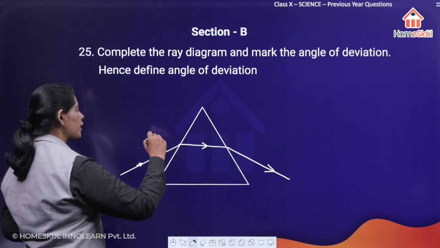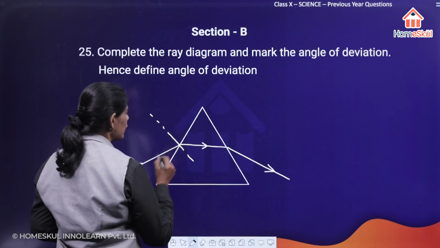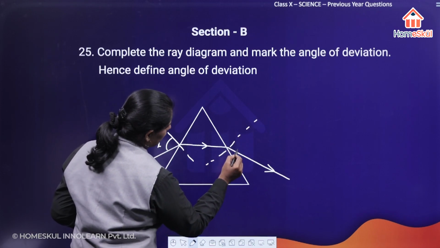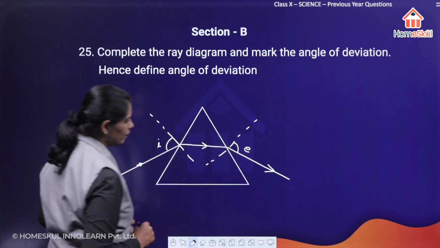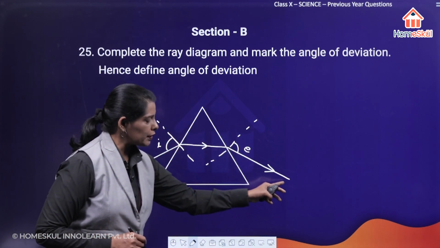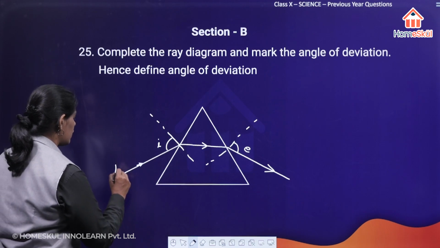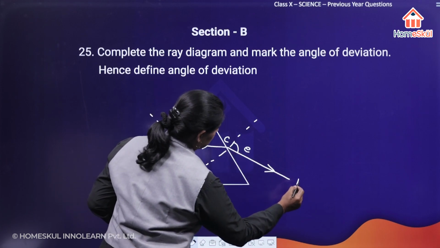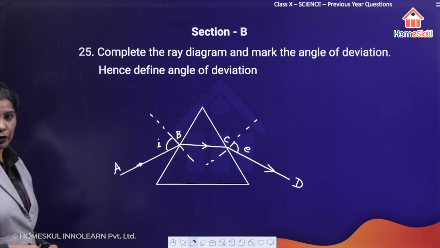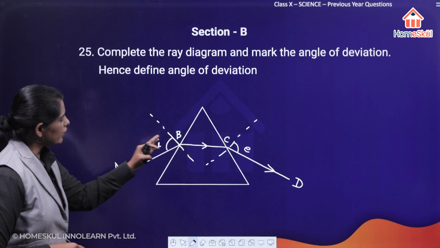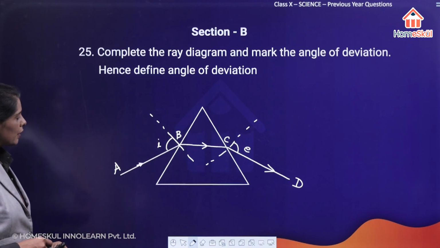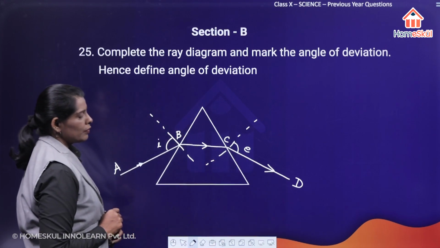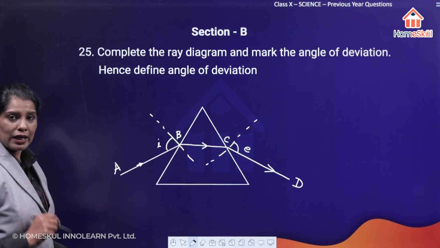So this is our incident ray, this is our normal here, and this becomes our angle of incidence. And if you draw the normal over here, this becomes our angle of emergence, right? So this ray will be representing the emergent ray. That means if I say AB is the incident ray and CD becomes the emergent ray. So when this incident ray AB is incident on this prism, it bends and comes out of the prism as CD, which is the emergent ray.